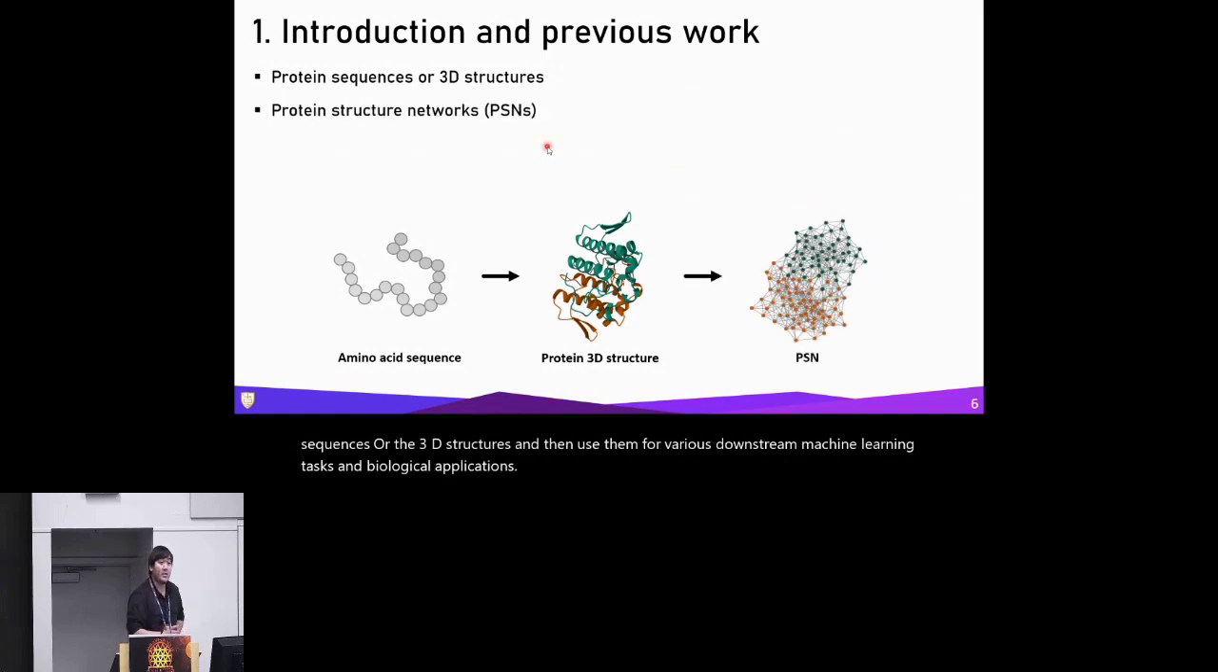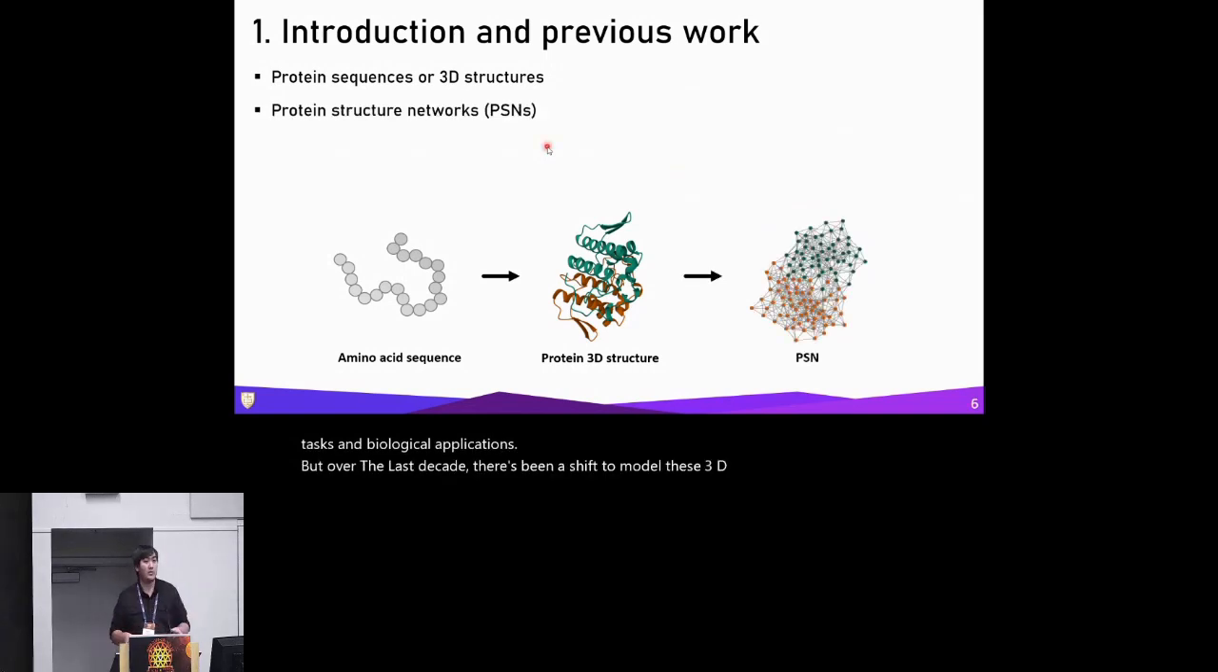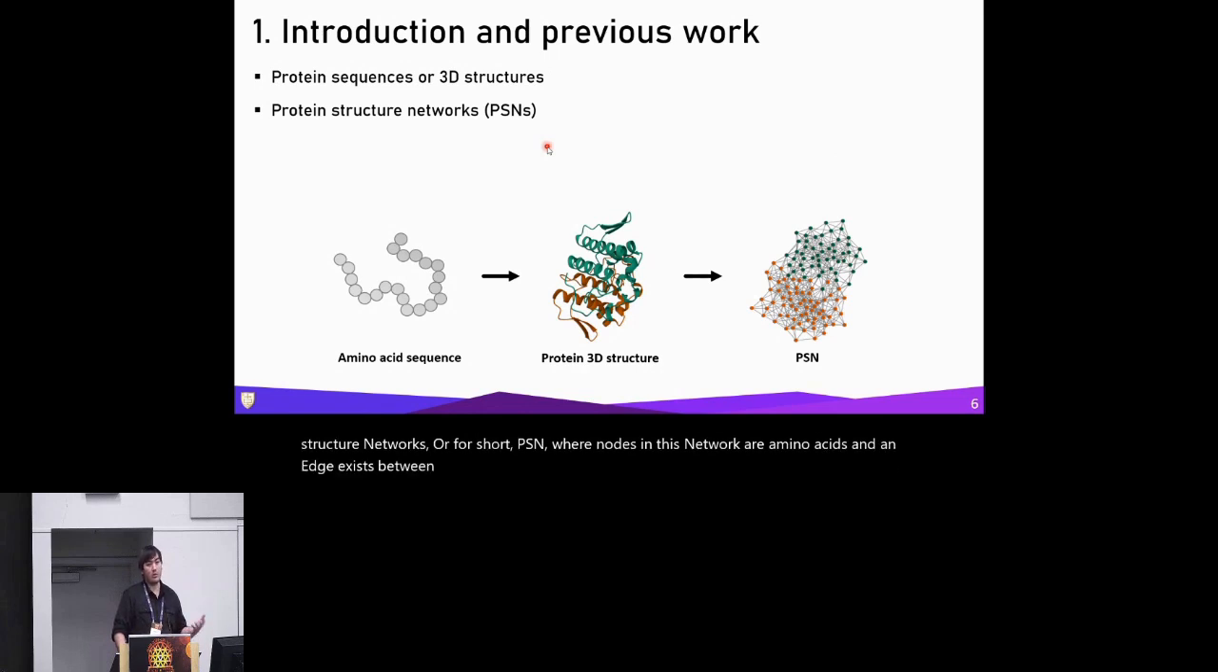But over the last decade, there's been a shift to model these 3D structures as protein structure networks, or for short PSN, where nodes in this network are amino acids, and an edge exists between two nodes if their corresponding amino acids are close in 3D fold. And because we're using a network representation, we can use a whole lot of different network methods to extract features from these PSNs.